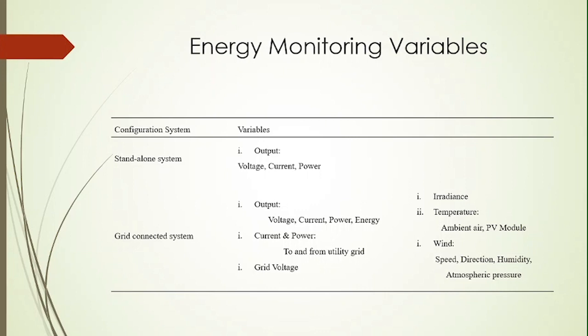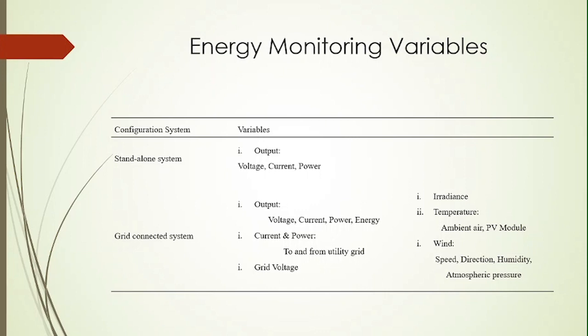So there are different variables that need to be measured for an energy monitoring system, and different sensors are used for measuring these system variables. For standalone systems, the output voltage, current, and power of the photovoltaic module are measured for monitoring. Whereas in grid-connected systems, the voltage, current, power, and energy outputs are measured from the PV systems, and current and power from and to the utility grid are also measured in addition to grid voltage, as well as irradiance and temperature, ambient air temperature and PV module temperature, and wind speed, direction, humidity, etc. are also measured for energy monitoring.